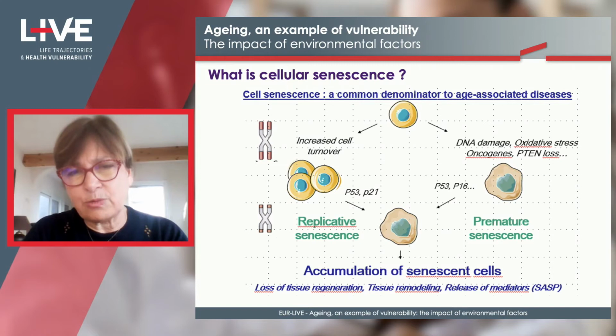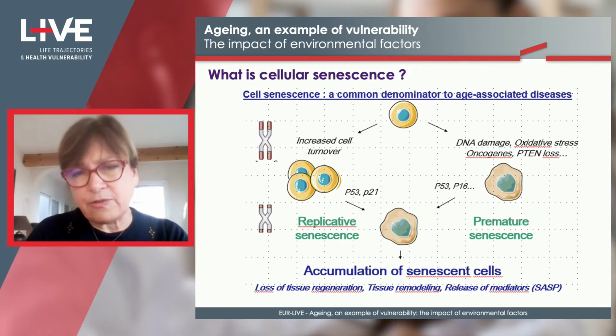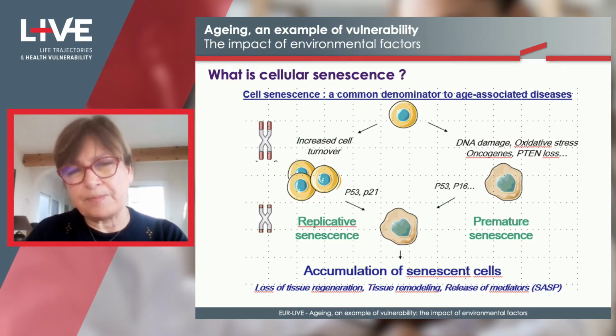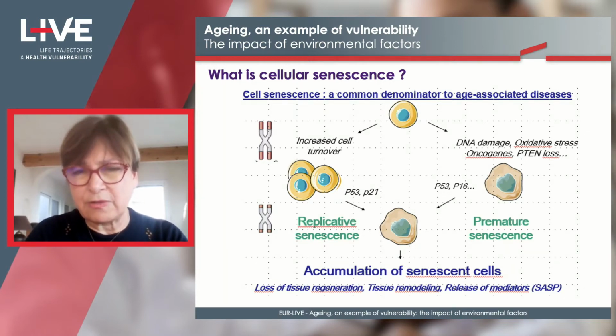The other way for cells to enter senescence is replicative senescence. These are cells which are in non-quiescent organs, and the increased cell turnover leads to a decrease of the telomere length. Telomeres are a very important structure that protects the chromosomes. Whilst these telomere lengths decrease, the turnover of the cells is decreasing, and these cells stop replicating.